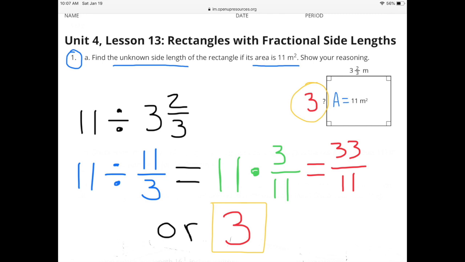11 times 3/11 is 33/11 or 3. The missing side length is 3 meters.